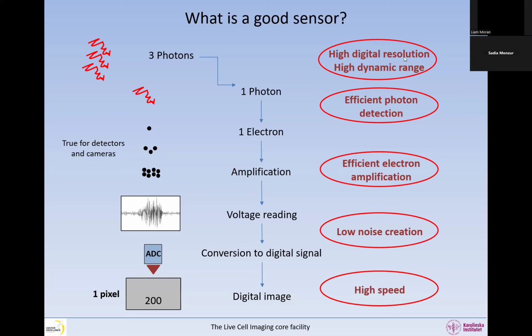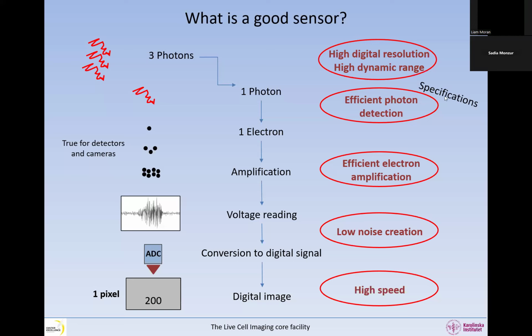So if we have a camera, we want a high digital resolution, and we also want a high dynamic range, and this we will see also later. So the good thing is that sometimes we can control some of these things. So the efficient photon detection, this is the specification of the camera.